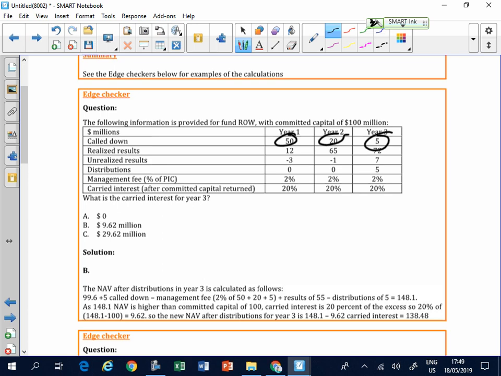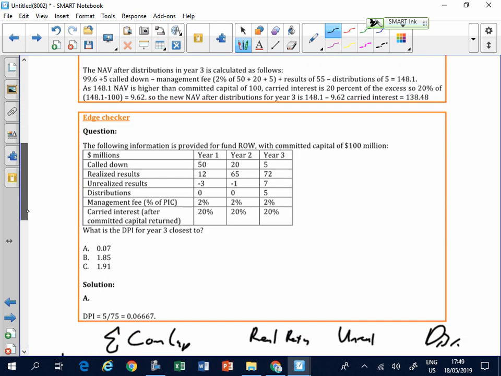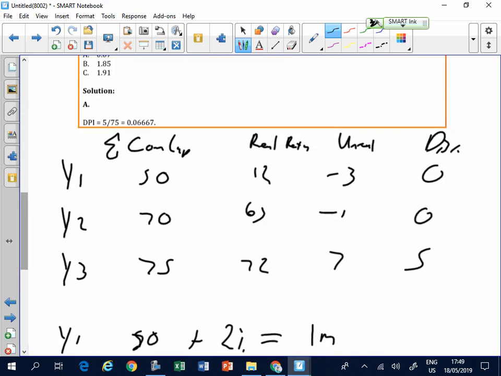You need to read through what they ask. And they say carried interest after committed capital is returned. That's very ambiguous because you don't know if they've started to pay back or whether it's a situation where the entire amount is paid back. In this example, it seems like once they start returning, that's when they can start working out the carried interest, and obviously it needs to be above the committed capital. So what we're going to do is, okay, the sum of the committed capital.